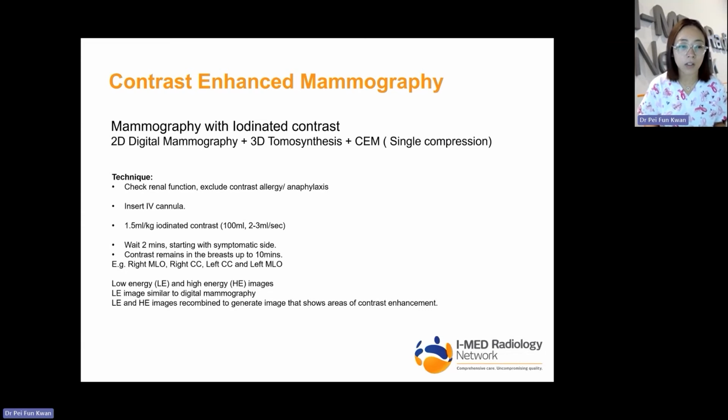So we insert a cannula and give 100 mils of iodinated contrast. We wait 2 minutes for the contrast to perfuse throughout the breast, and then we have 10 minutes to perform all the 4 views that we routinely do, which is the right MLO, left MLO, left CC, right CC. And I'll show you an example of what it looks like.